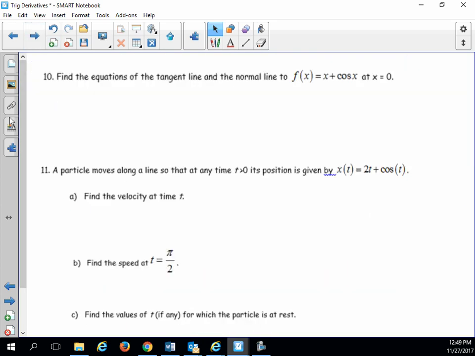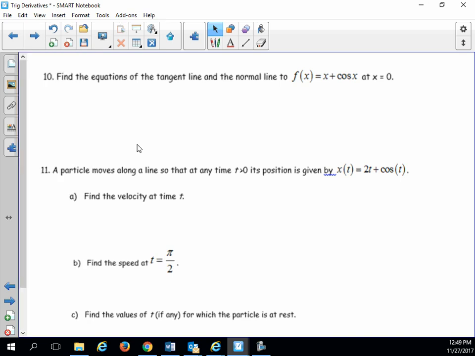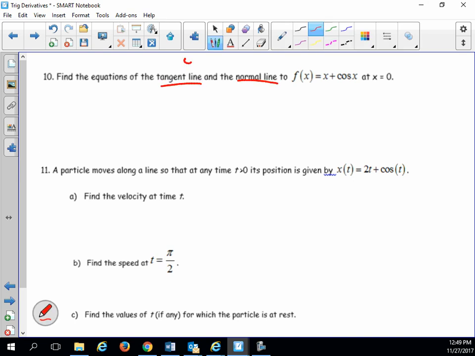Okay, we have 2 more problems if I am correct. Yeah, the last 2 problems that we're going to do. And here they go. Find the equations of the tangent line and the normal line to x plus cosine x at x equals 0. So here we go. If I want tangent line and normal line, again, y minus y1 equals m times x minus x1, I need the derivative.